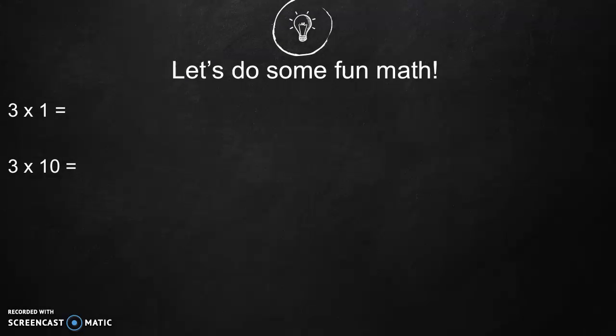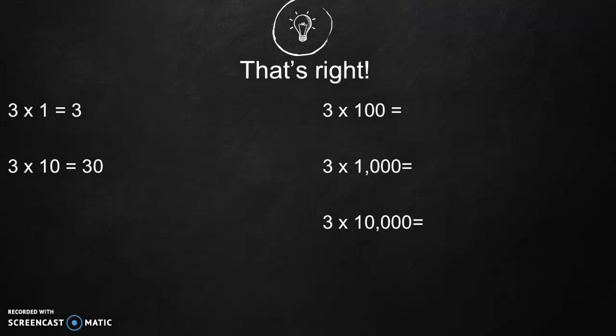Like really old school. I want you to turn and tell your math partner, what's 3 times 1 and what's 3 times 10? Go. That's right. 3 times 1 is 3, 3 times 10 is 30. You're recalling your math facts.